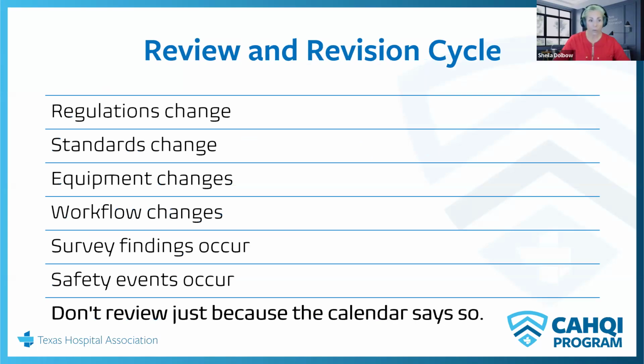The review and revision cycle: anytime regulations change or standards change, if your equipment changes, your workflow processes, you have done a new service line and that's changing how things flow through your hospital, whether you have survey findings or not, or you have safety events, all of these things would be appropriately signaling a review and potential revision of a policy or procedure. We do not want to be just hard and fast on a calendar, because it hasn't been a year since our last review. We can wait. We want to make sure that we're reviewing and revising as needed, and as things occur.